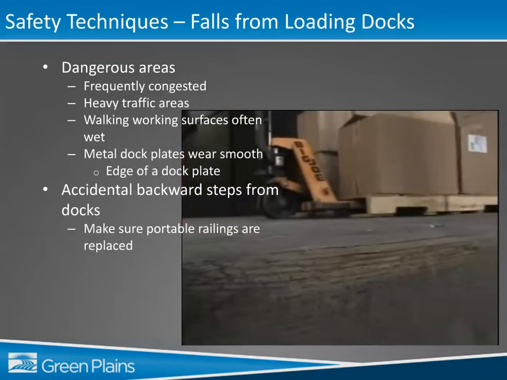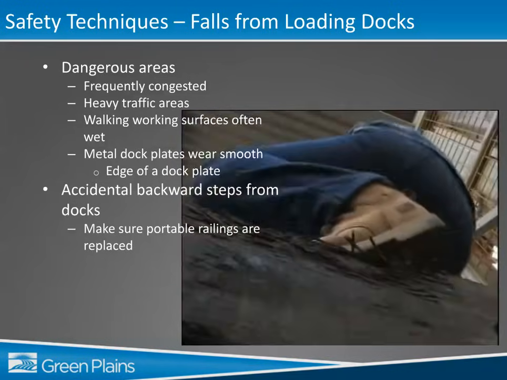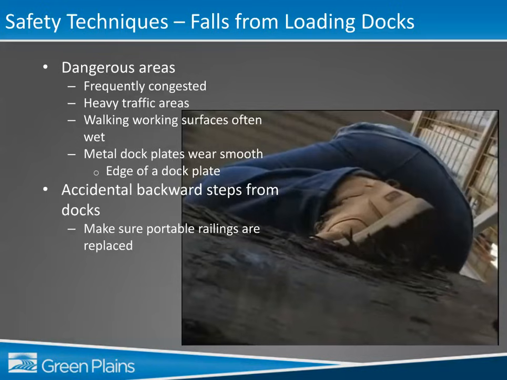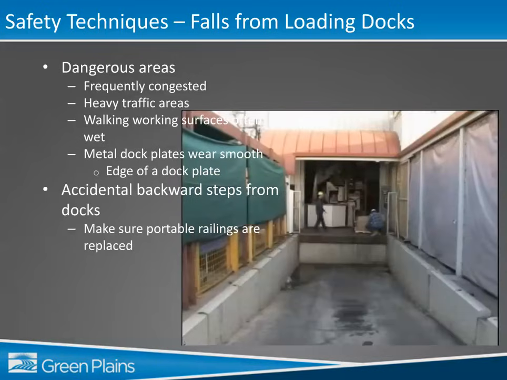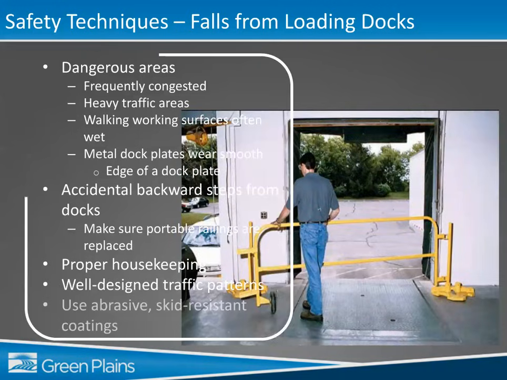Portable railings, which can be easily removed from the edge of the dock, could prevent many dangerous falls. Portable railings are removed when a truck or trailer is at the dock and replaced as soon as the truck or trailer leaves. Proper housekeeping, well-designed traffic patterns, and the use of abrasive, skid-resistant surface coatings will reduce the risk of slips, trips, and falls on loading docks.